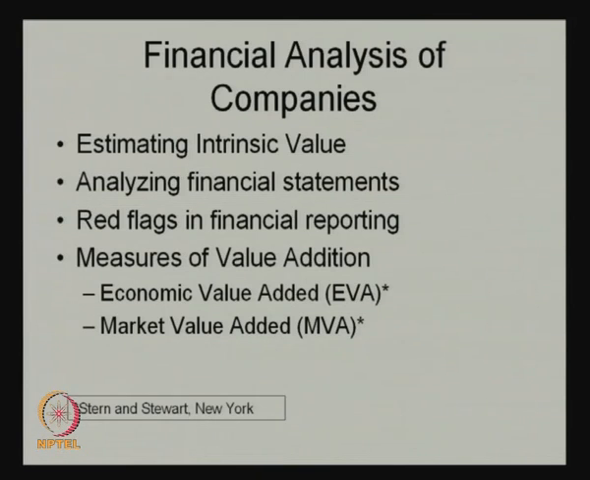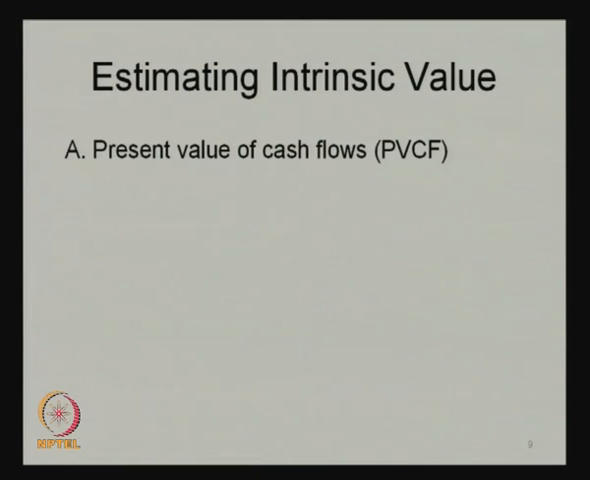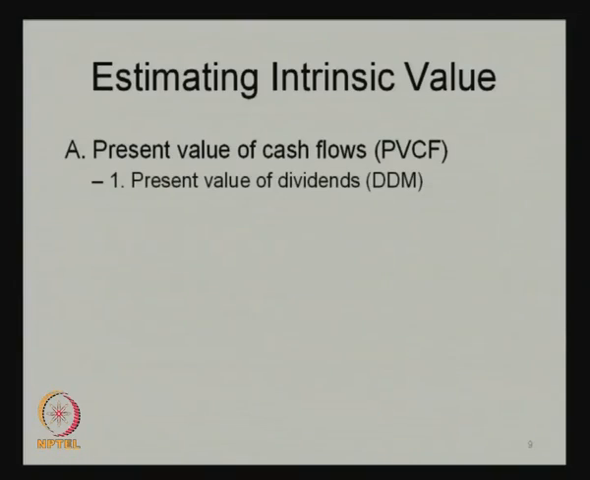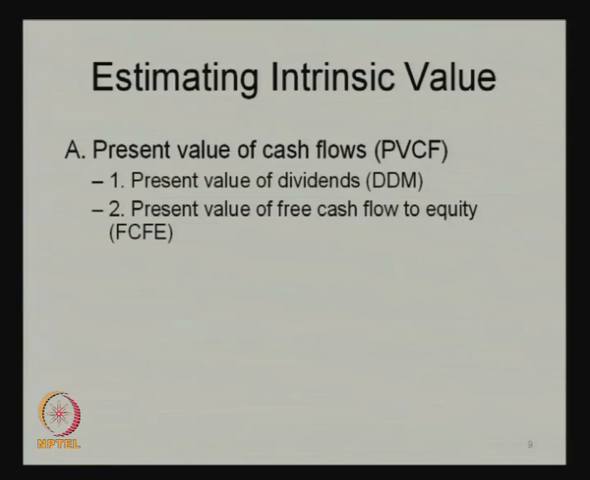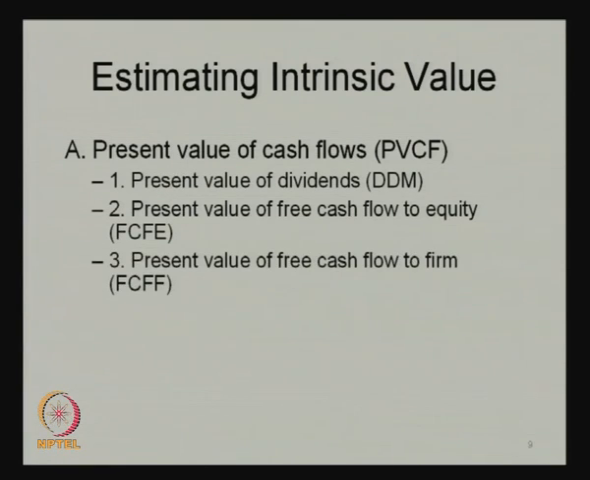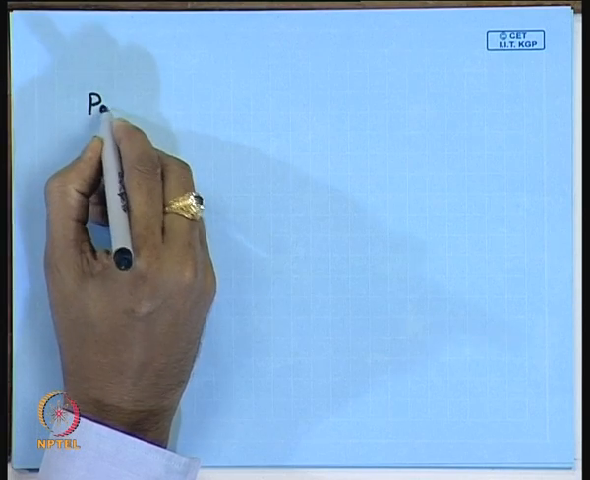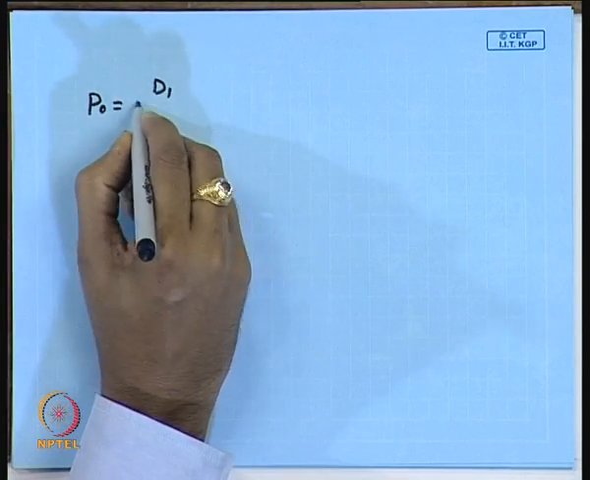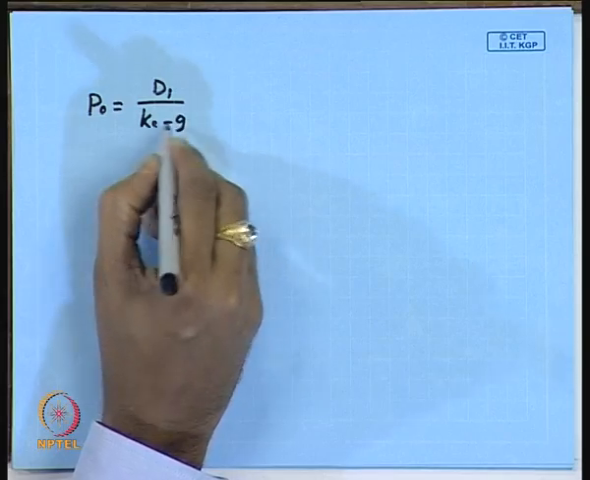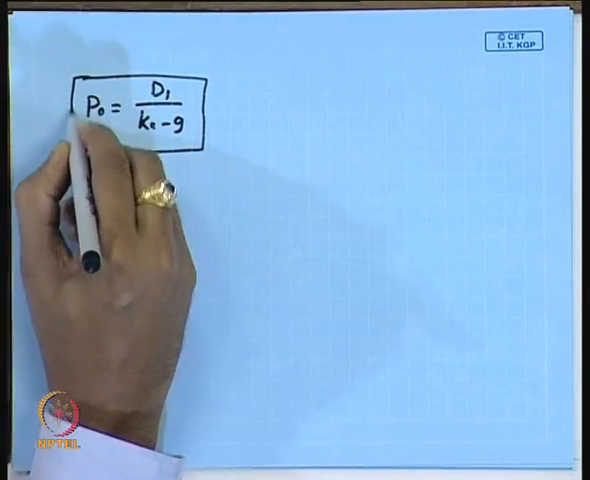Coming to the first part, estimating intrinsic value, we have different methods. In that we have the present value of cash flow approach, with methods like present value of dividends, present value of free cash flow to equity, and present value of free cash flow to the firm. When we say present value of dividends, we have the popular dividend discounting model, where P0 is D1 divided by KE minus G. Now, this is the popular dividend discount model valuation.